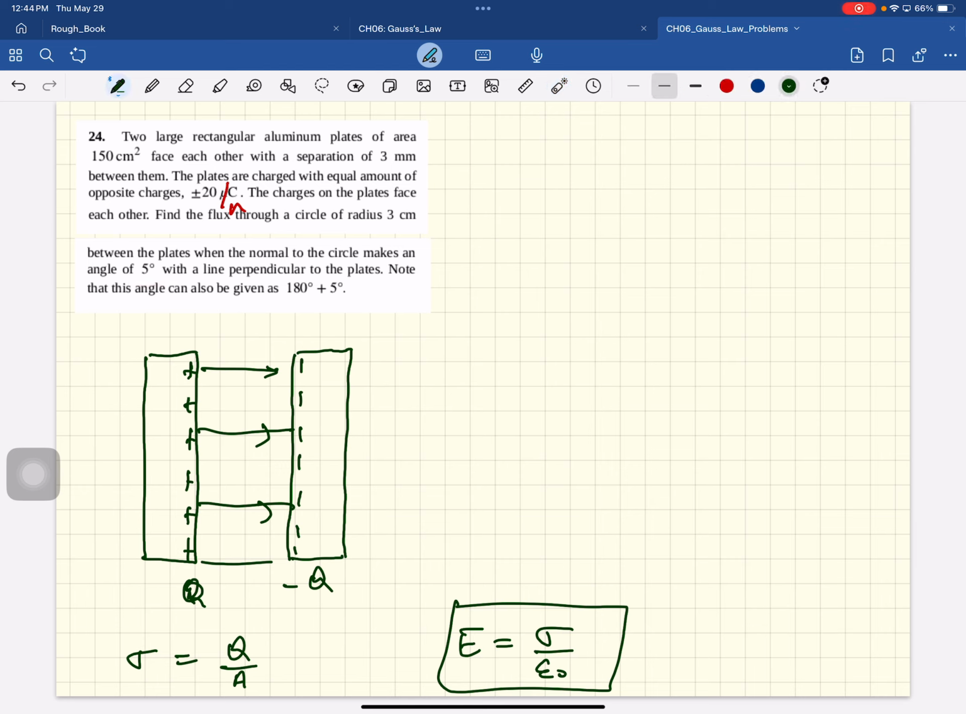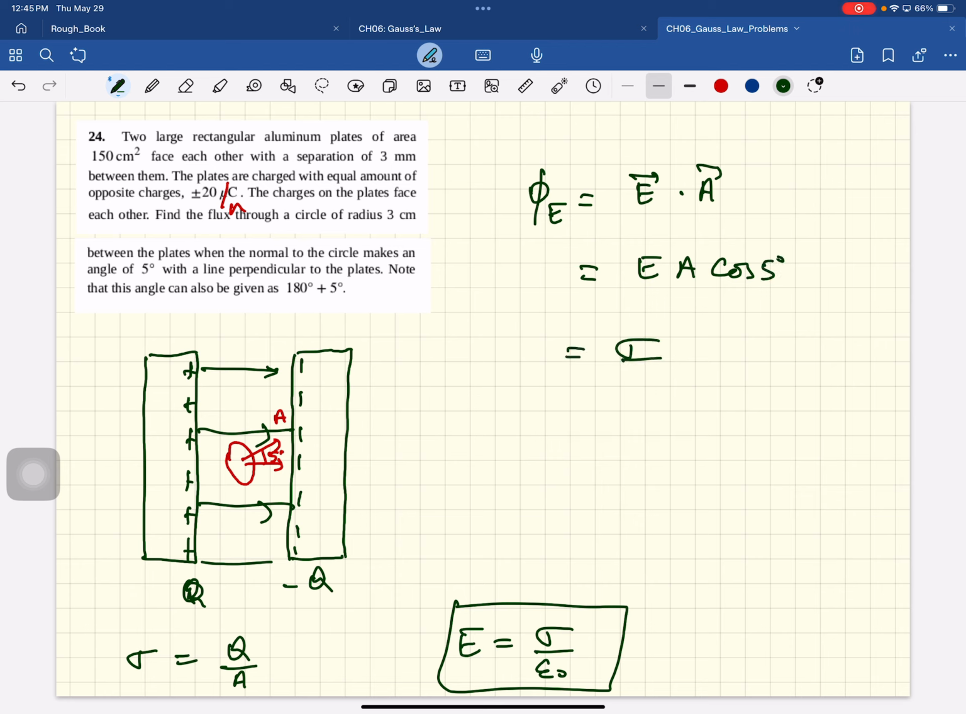Okay. So what we're going to do is find the flux through this area, and this area makes an angle of 5 degrees. Okay. So the flux through that plate is E dot area, E area cosine 5 degrees. Okay. E is sigma by epsilon naught.